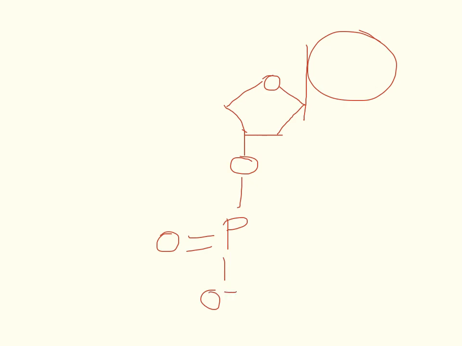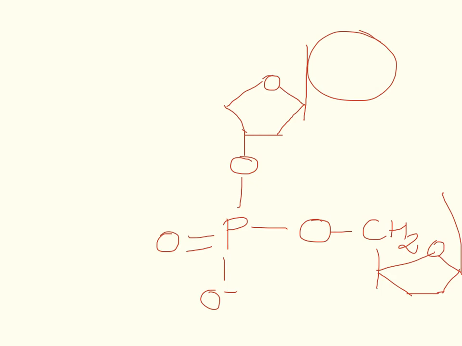Base, glycosidic bond with sugar, OH, right? So O from the sugar, phosphate, so PO, O minus, CH2 from your 5 prime from another sugar, and of course to this a base is attached, right?